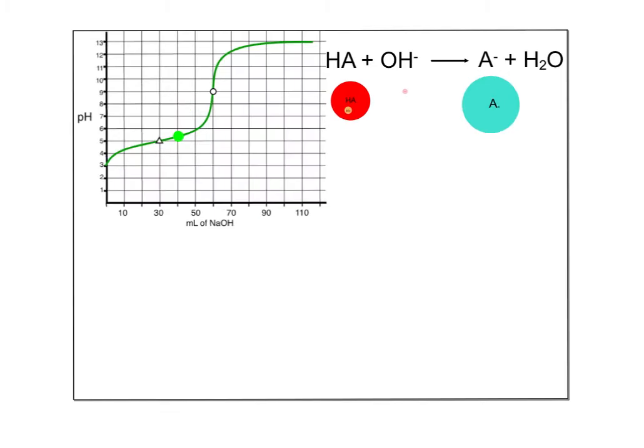All right, so now we're past the halfway to the equivalence point, but we're still not at the equivalence point yet. So I'm still adding hydroxide because my volume keeps increasing that I'm adding, but now I'm using up still the HA, and now I have more A minus, more conjugate base than the weak acid that we started with.